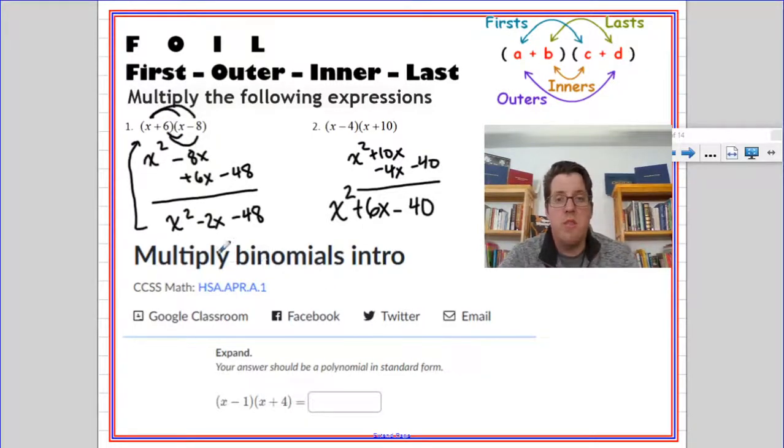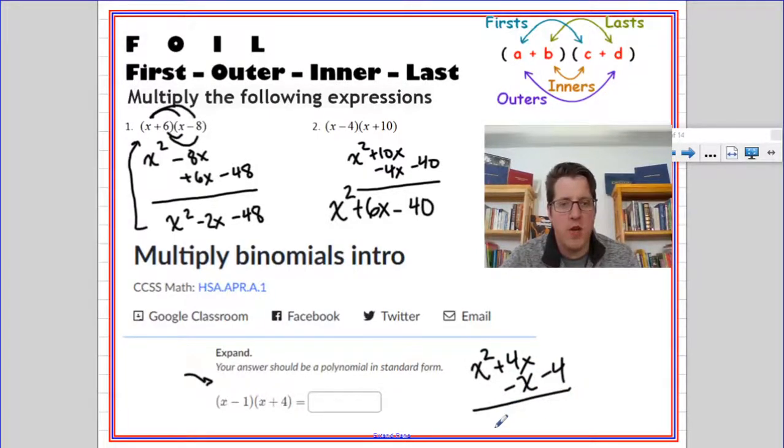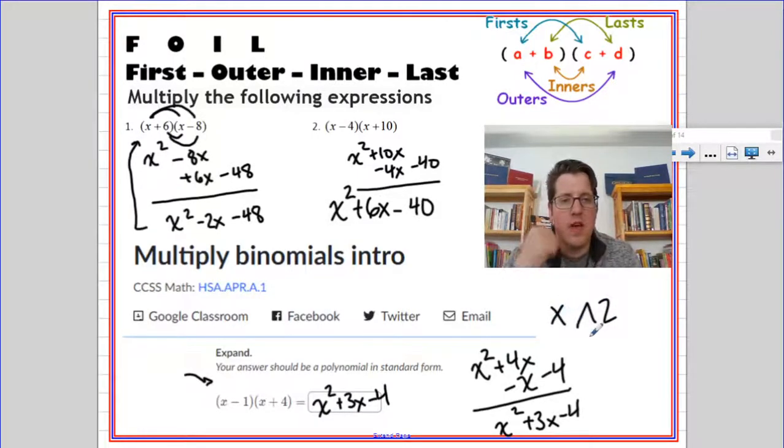Okay, so the multiply binomials intro activity looks like this. And all you're going to do is you're going to do that exact same thing. So x squared plus 4x minus x minus 4. But you have to combine like terms before you write your answer in. So x squared plus 3x minus 4 would be your answer. Remember that the way that you get the squared is by using Shift 6. That gives you that caret, the up arrow. Okay, so that's one of the two activities you have to do.